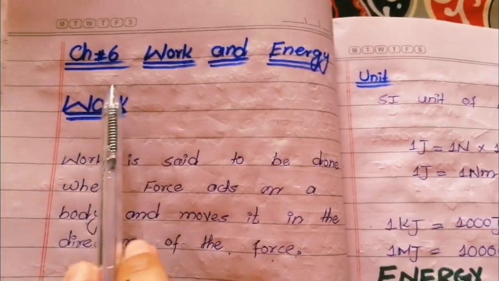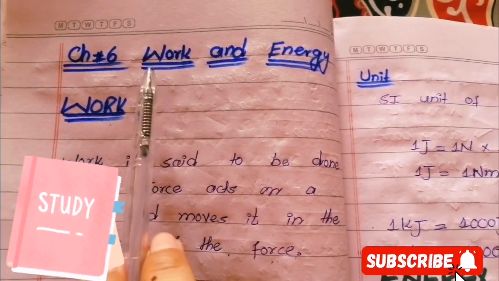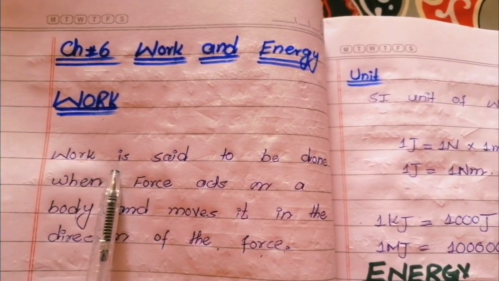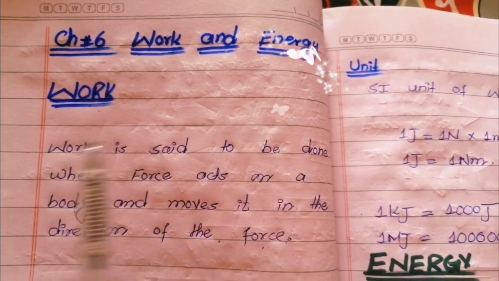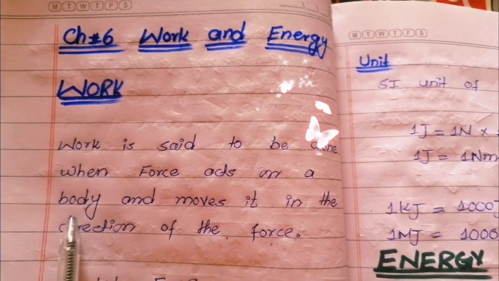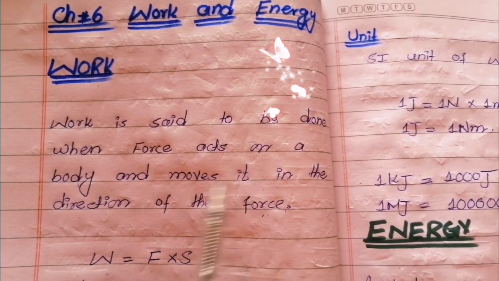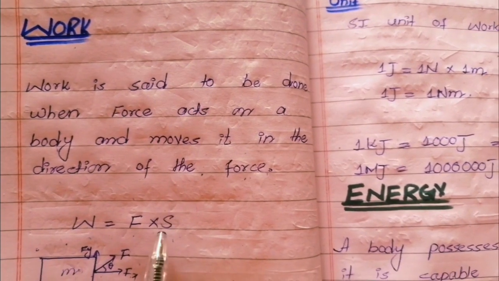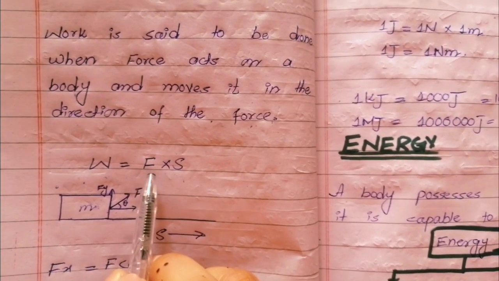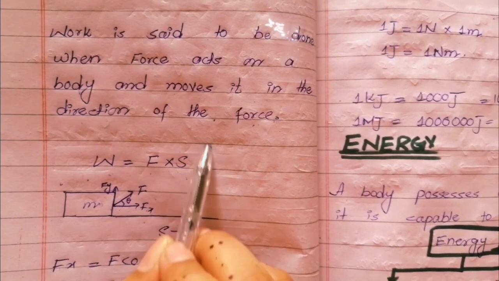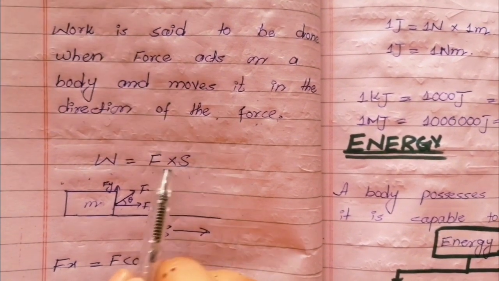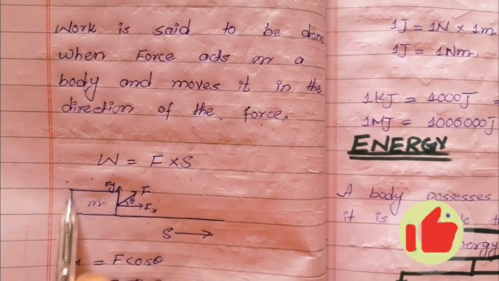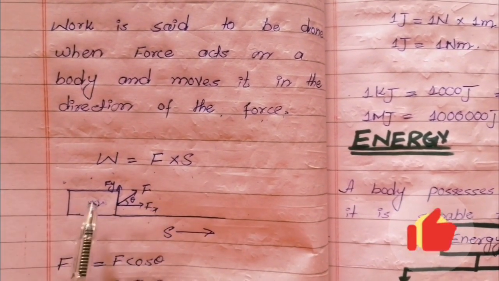We will start chapter number 6 of class 9 physics, work and energy. Work. Work is said to be done when force acts on a body and moves it in the direction of the force. So, when a force acts on a body, then the body covers some distance, and this is equal to work done.